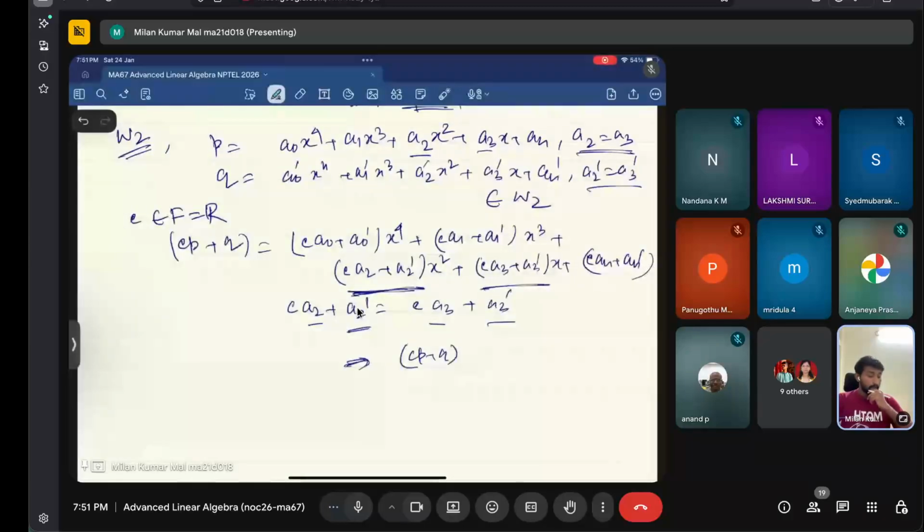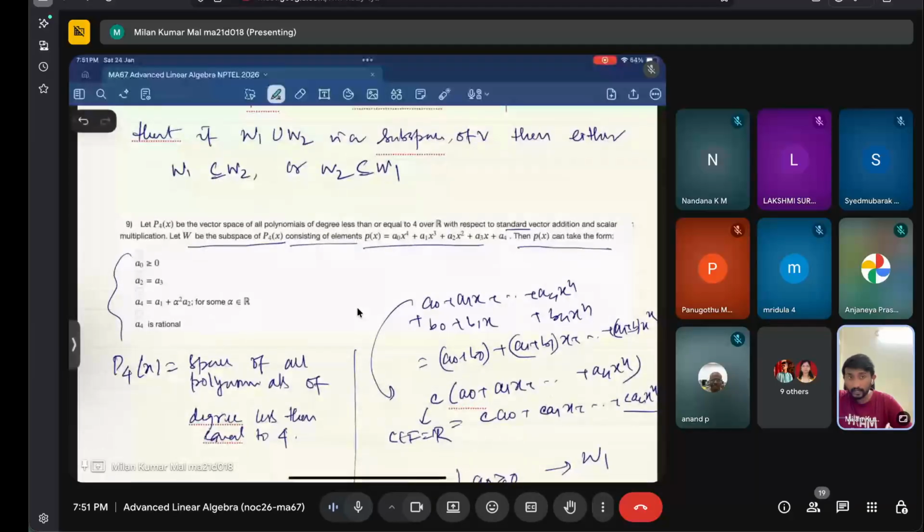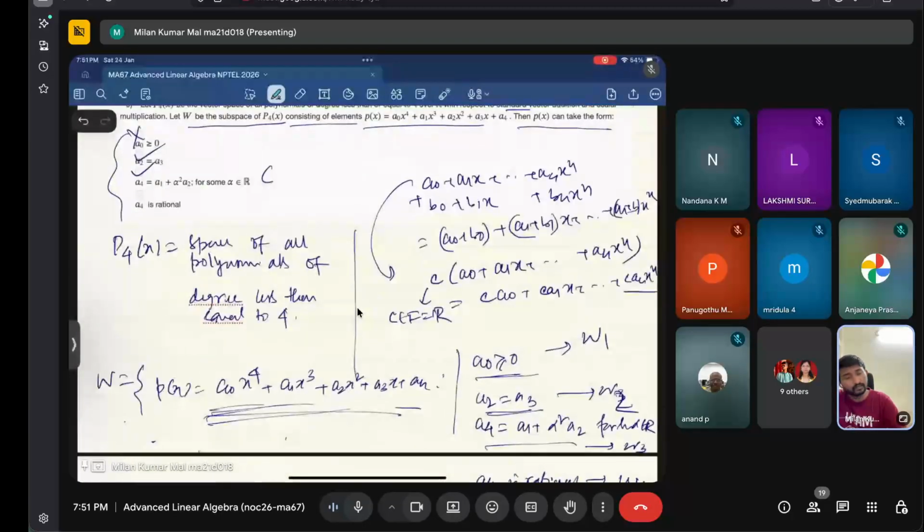So this way W2 is a correct option. A naught greater than or equal to 0 is not the correct option, because if you take A naught greater than or equal to 0, it is not making a vector subspace. W1 is not a subspace. W2 is a subspace, and similarly W3 will be a subspace. This is a check; I will not write it. Similarly, I'll just discuss W4 only.